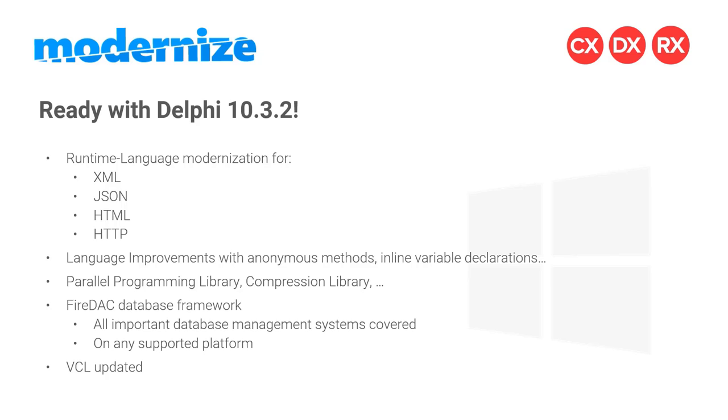So Delphi has, in recent years, seen the runtime library improved quite a lot. So we have seen new functions, methods, procedures, classes for XML, JSON, HTML, HTTP, secure HTTP. We have anonymous methods. We have inline variable declarations. We got a big new parallel programming library, and because we have anonymous methods now, that makes the usage of the parallel programming library so much easier. We have a compression library for zip, so you no longer need any external third-party components for these tasks. And Delphi has become much bigger, much more modern than before.